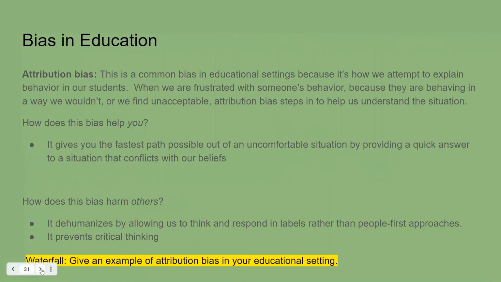And so one of the first really prevalent biases in education is called an attribution bias. This is when we attempt to explain something that is generally uncomfortable in us because it's uncomfortable and we want to get back to that comfortable space, right? And so it's a way to explain things that don't feel well with us.